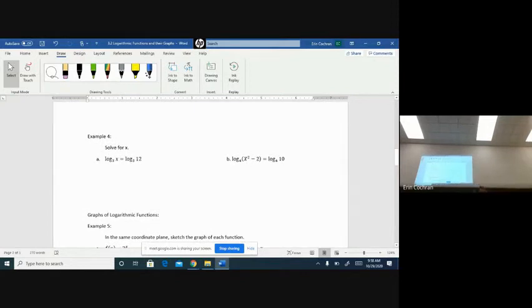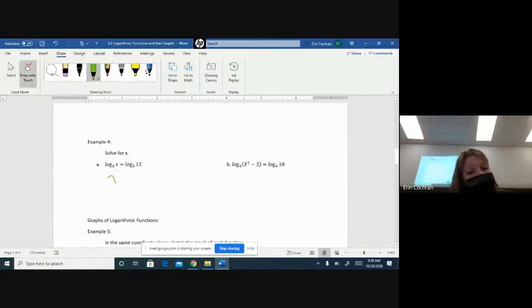Now solve. Log base 3 of x equals log base 3 of 12. Do they have the same base? Yeah, and if they have the same base, x is going to equal what? 12. Right?